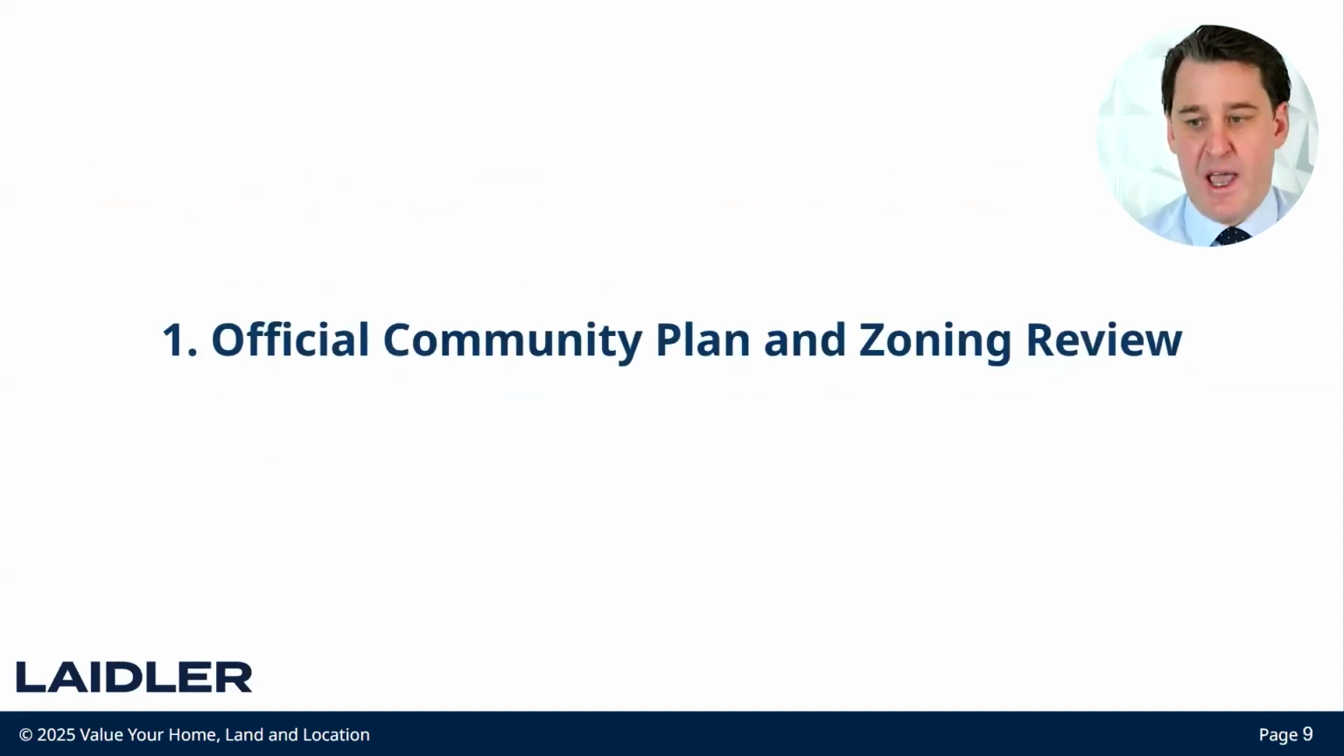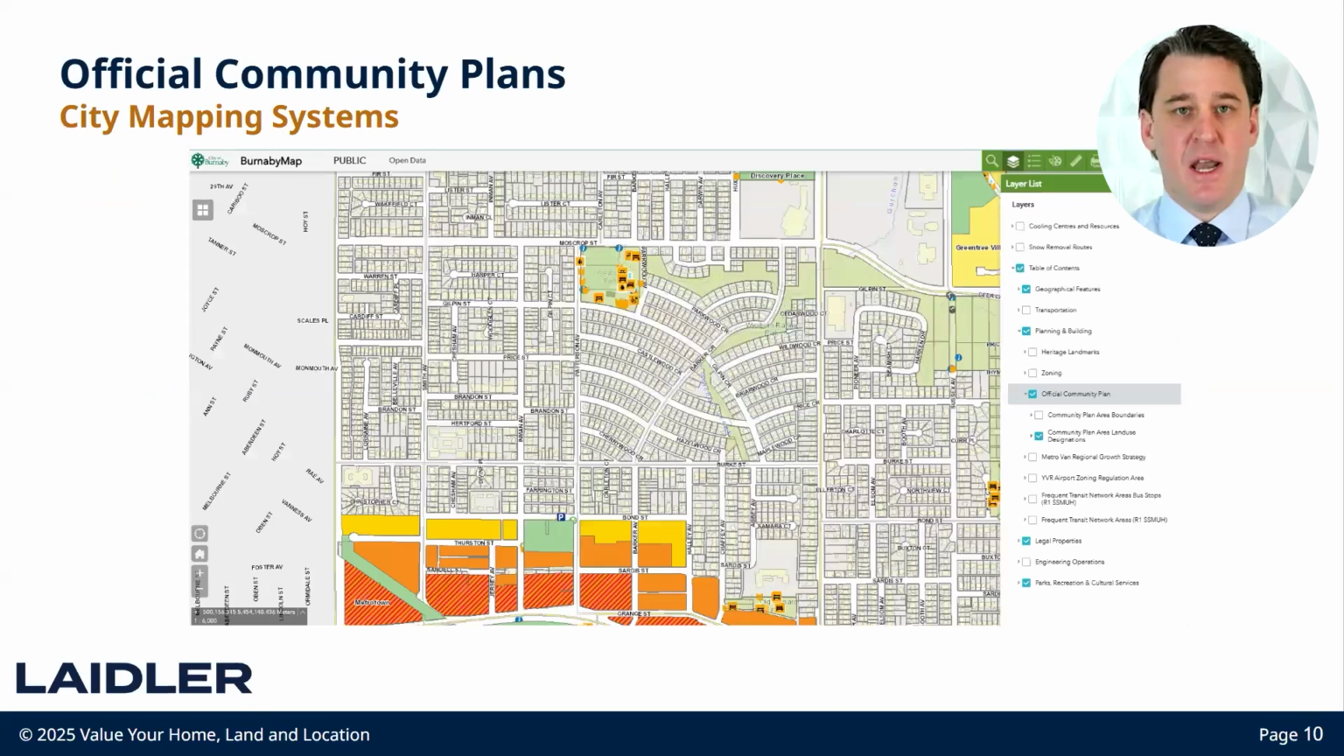First, the official community plan and zoning review. As many of us have navigated on the city mapping systems, this is an example of Burnaby's GIS. You can go to the layers list on the right, select official community plan areas and land use designations, and it will pull up these overlays on what is allowed beyond small scale multi-unit housing. Each color designates a different land use, for example, townhomes, 4 to 6-story condos, or high density development.